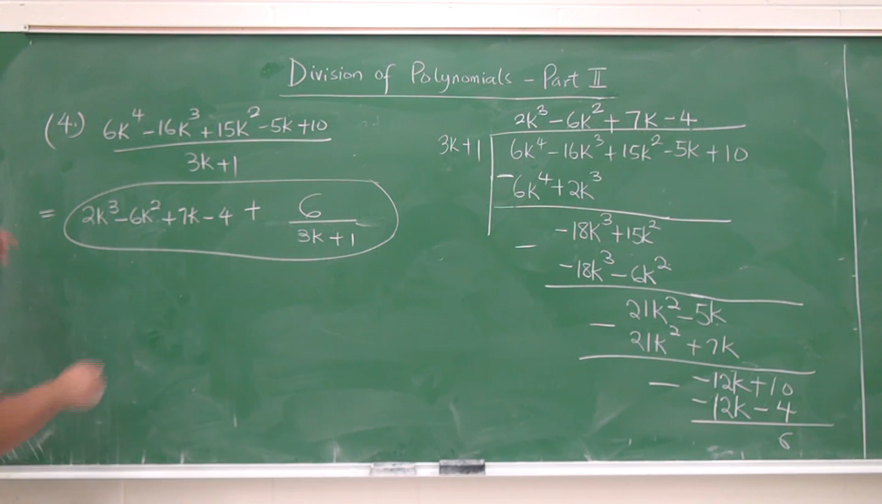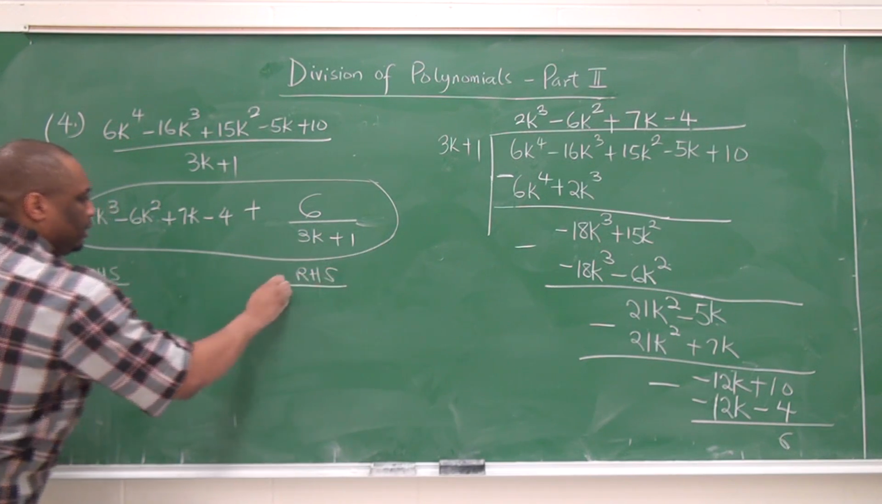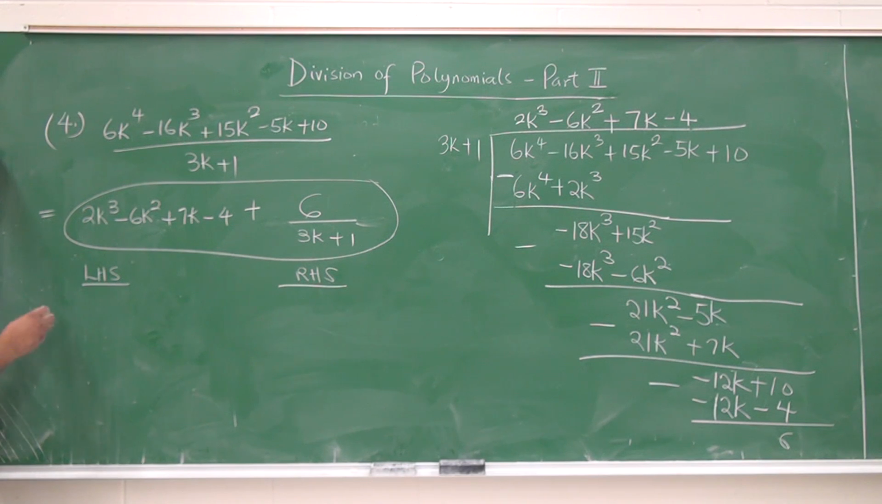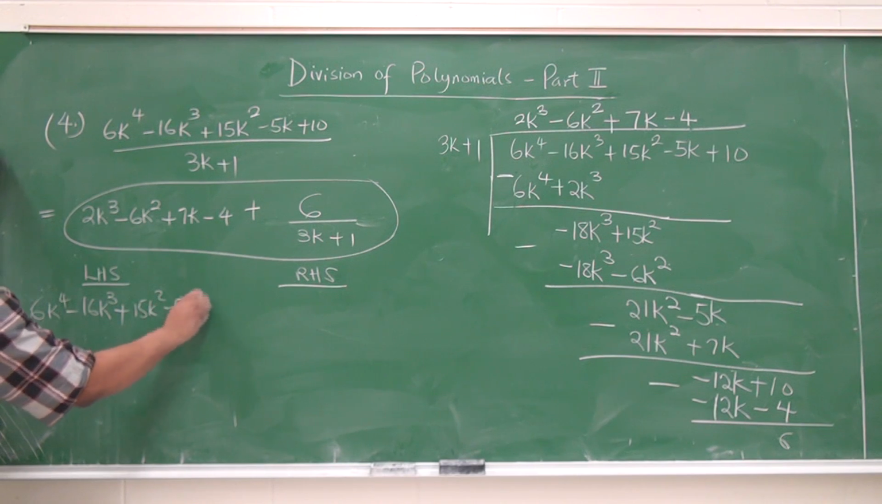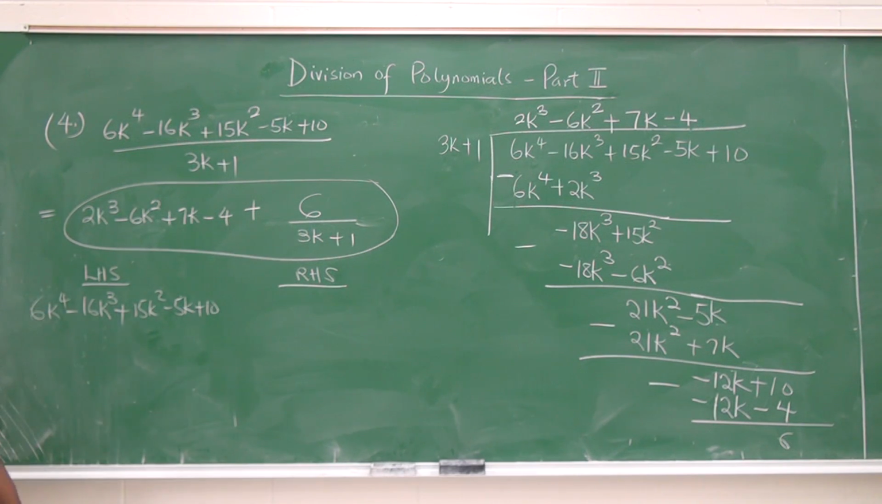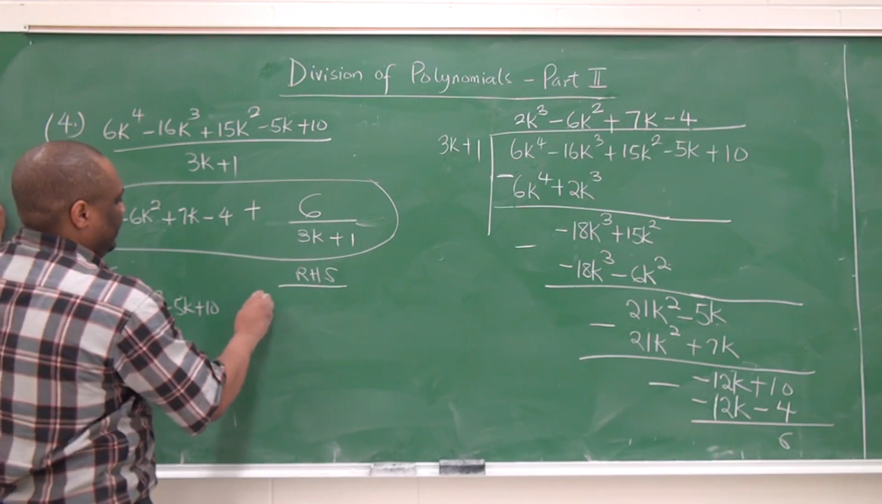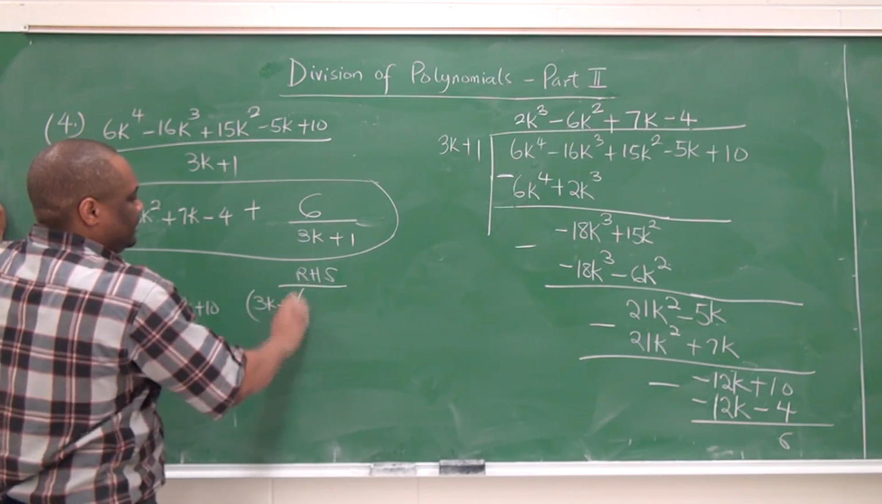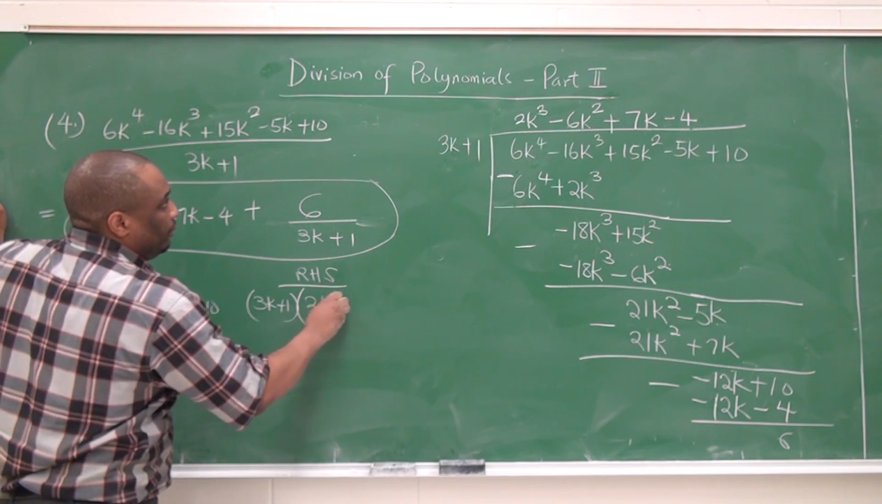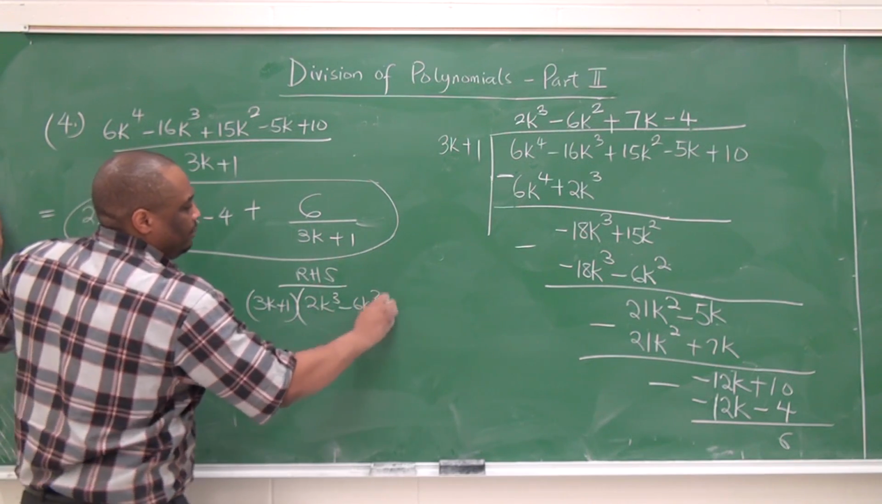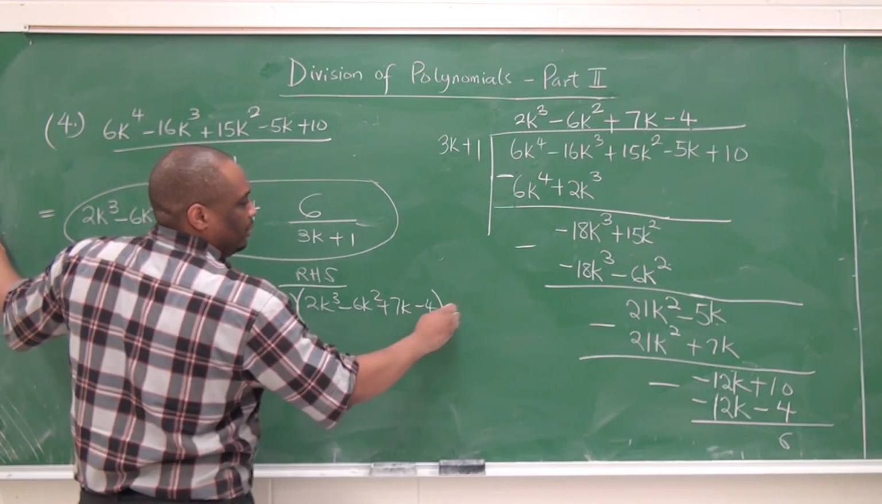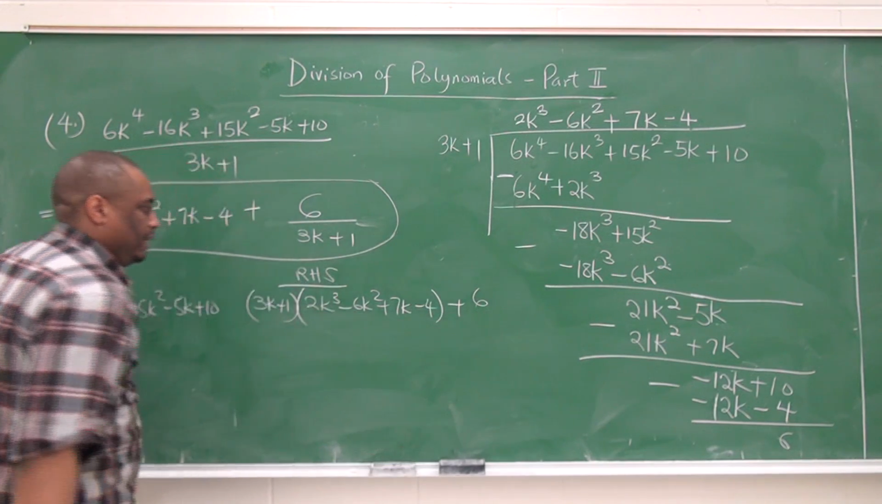We check. If we check, let's write our left-hand side and then our right-hand side. What is our left-hand side? 6k^4, that's the dividend, minus 16k cubed plus 15k squared minus 5k plus 10. Our right-hand side is what? Divisor 3k plus 1 times 2k cubed minus 6k squared plus 7k minus 4, then plus 6, the remainder.